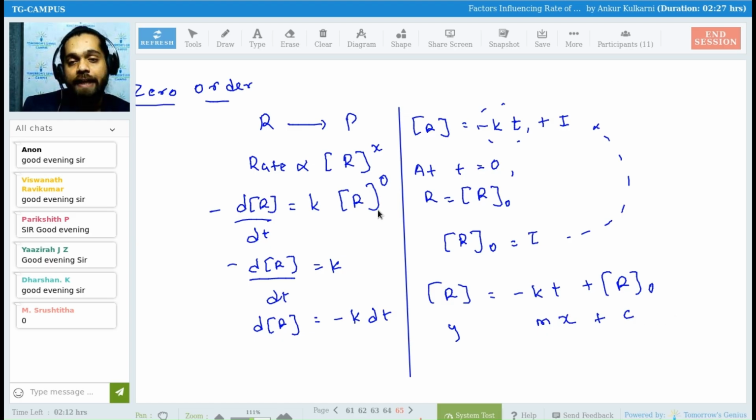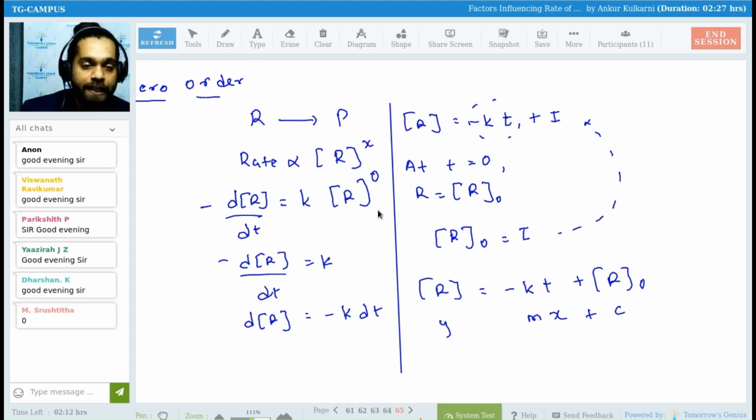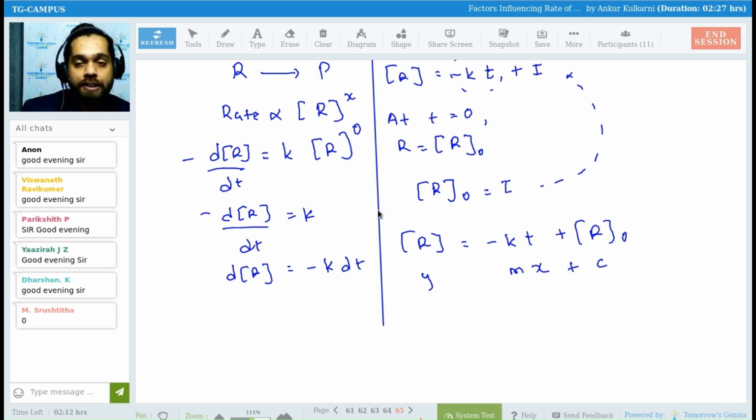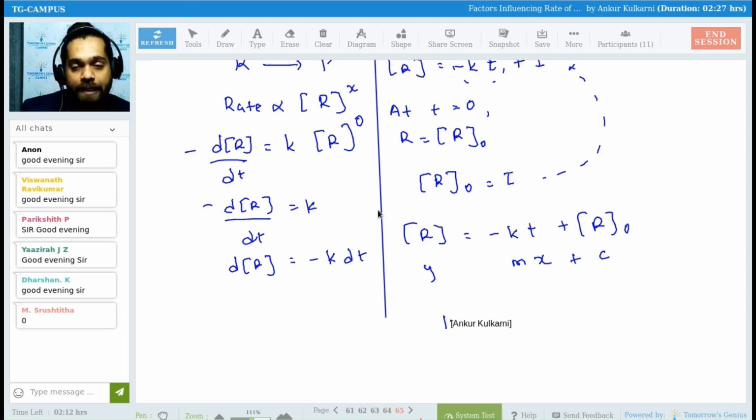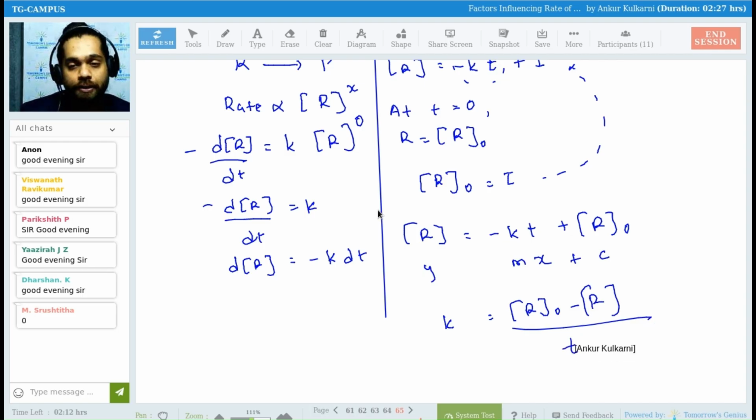Yes, this we have derived in the last lecture, and we have got the rate constant, that is K, the value of the rate constant for the zero order. So I can take K to this side, it becomes plus K. R goes to that side, becomes minus R, so it will be R naught minus R. Minus KT I have taken to this side, so it becomes plus KT. So T will go in the denominator.